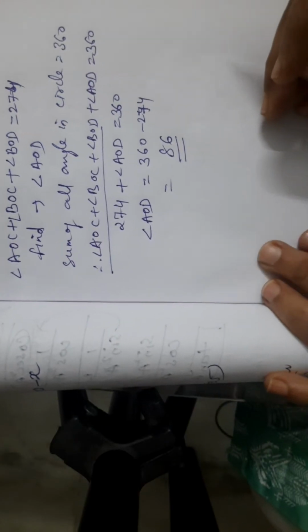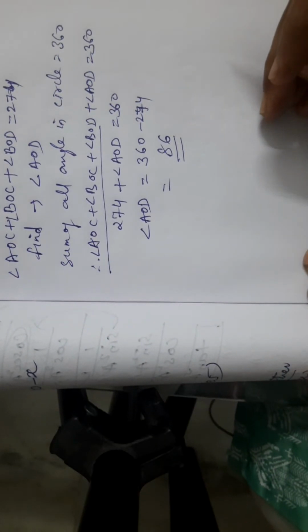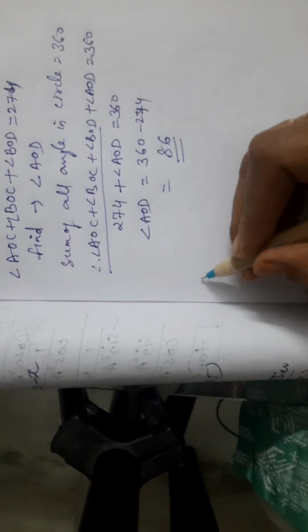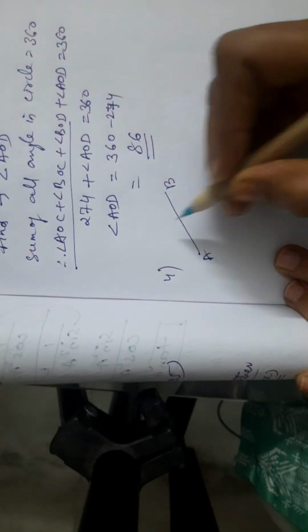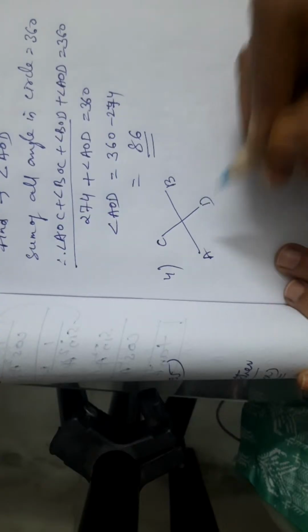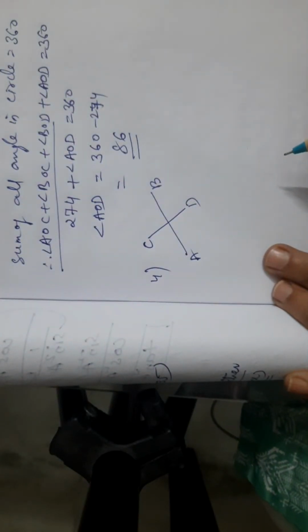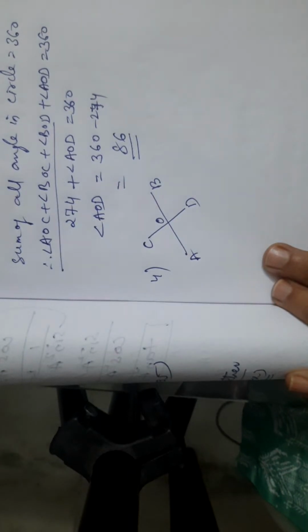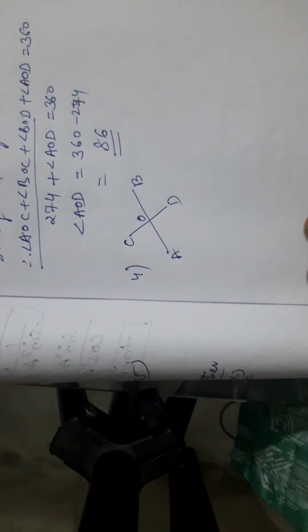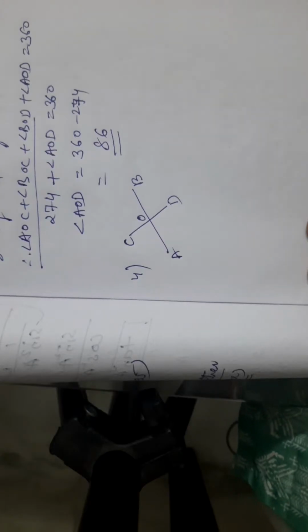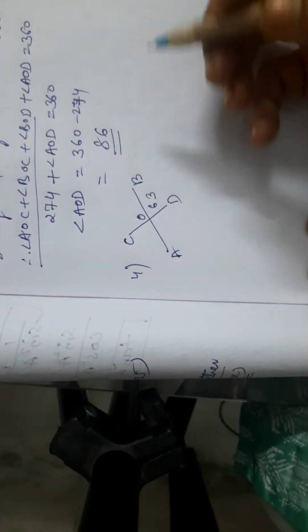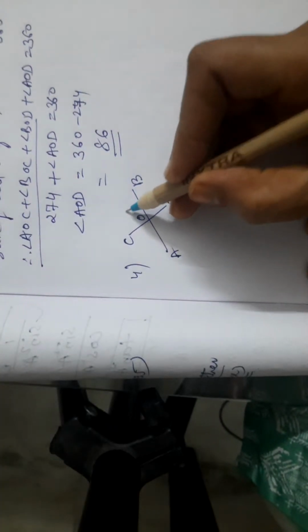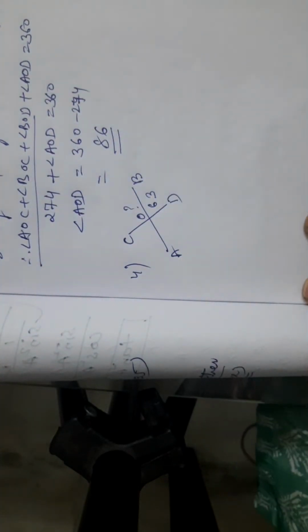Now the next question is given: two straight lines AB and CD cut each other at O. Fourth question, two straight lines AB and CD cut each other at point O. If BOD is 63, what is the value of BOC? So this BOC we need to find out.